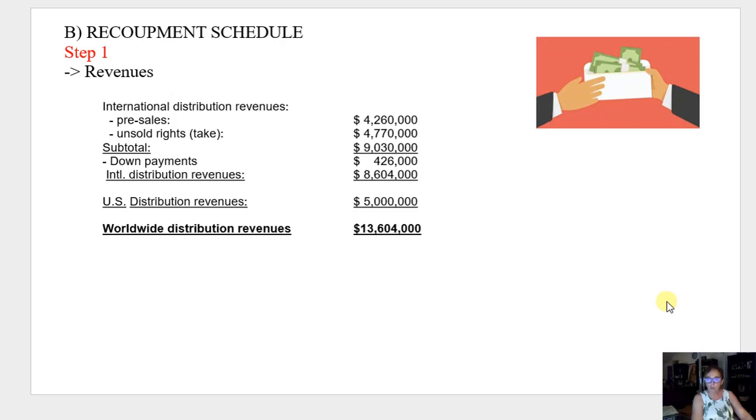We also sold the US rights, which gets us another $5 million. So totally altogether, our worldwide distribution revenues right now are $13,604,000. So that's what we're getting.